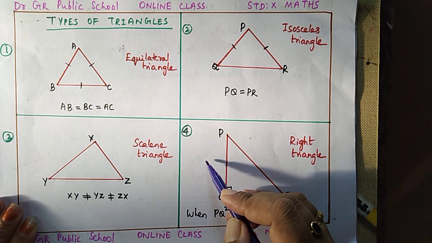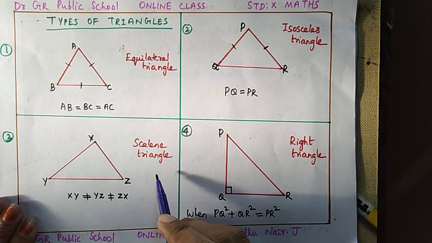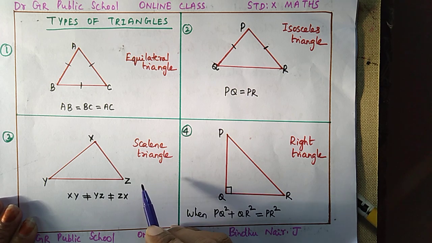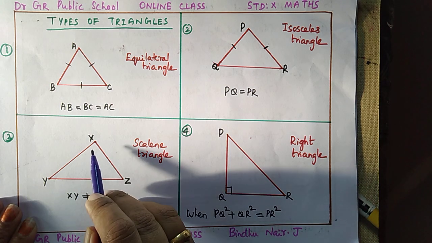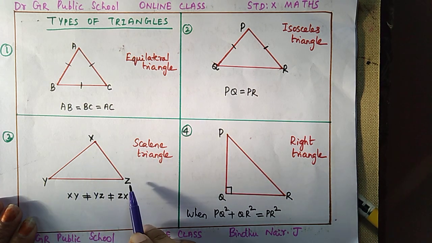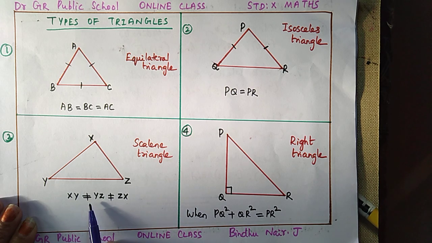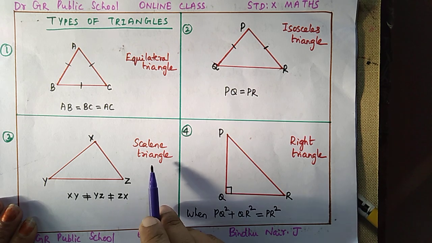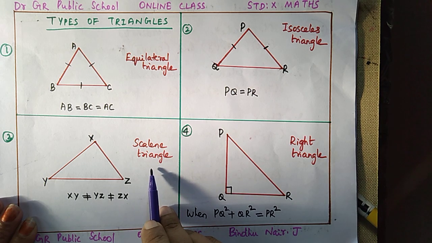Now come to the third type, the scalene triangle. What do you know about a scalene triangle? In a scalene triangle, all three lengths are unequal. They are different. Here you see in this triangle XYZ, XY is not equal to YZ, not equal to ZX. So if the three lengths are different, we can say that triangle is a scalene triangle.